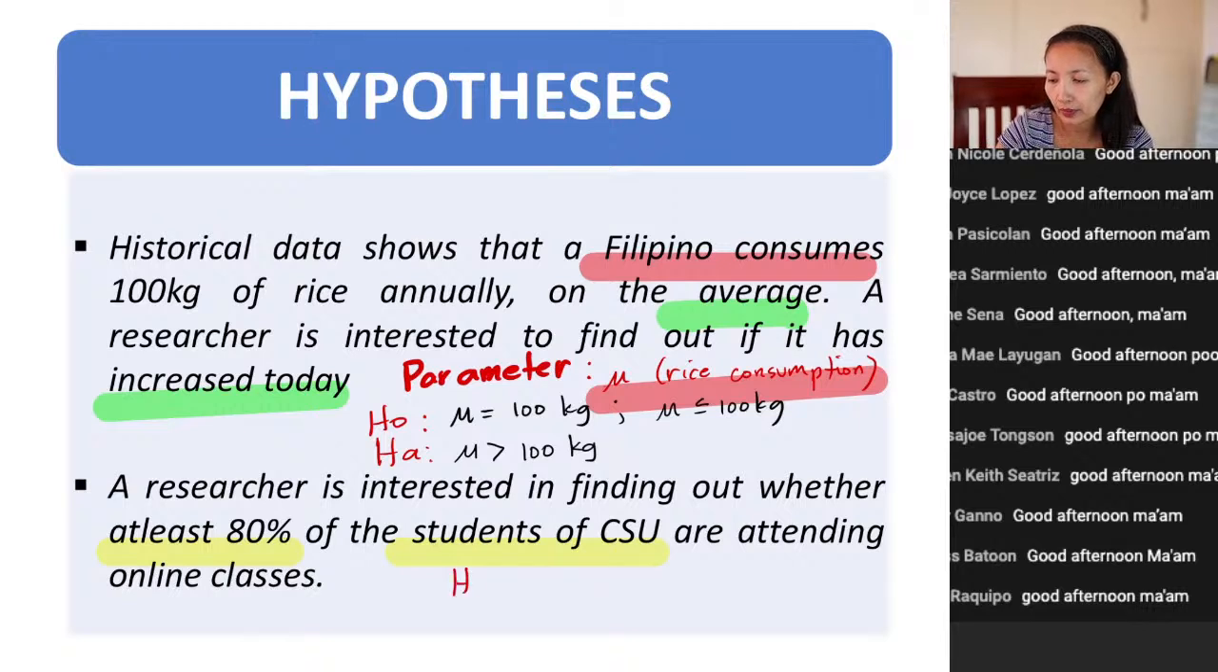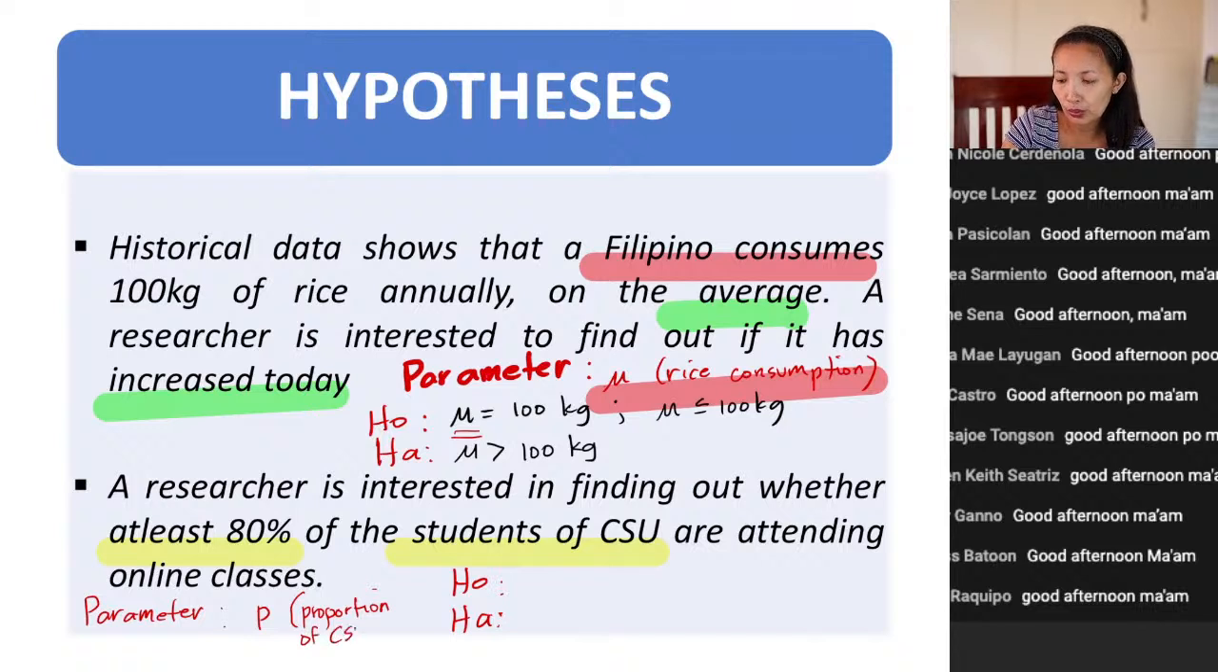HO and HA. But, like what I said, what is our parameter here? Ano yung measure in which the researcher is interested about? Proportion. P. So instead of mu, when do we use mu? Mu kapag mean. Okay? If it's percentage or proportion, then P. P refers to, okay, proportion or percentage of, can you read this?